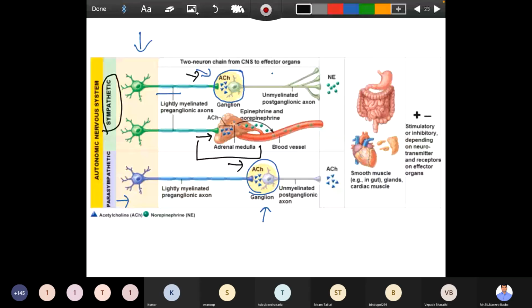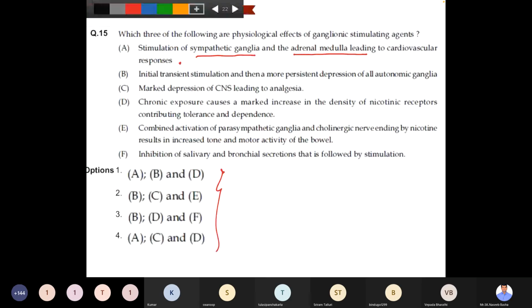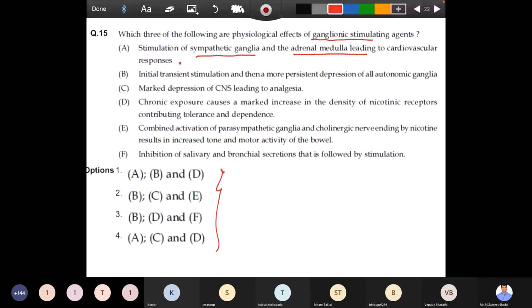Now get into the question. We need to find out the physiological effects of ganglionic stimulants. But they have given so many options with combinations. Now let us see one by one. First option: stimulation of sympathetic ganglia and adrenal medulla leading to cardiovascular responses. The option says that ganglionic stimulants will stimulate sympathetic ganglia. True. Adrenal medulla, do you have ganglia there?